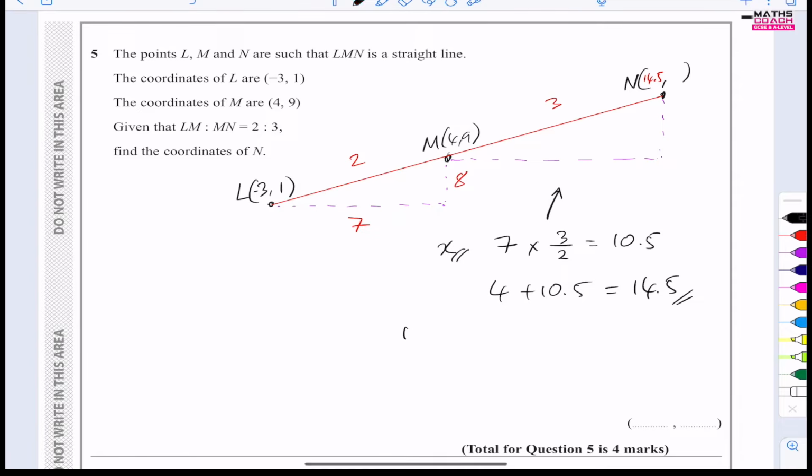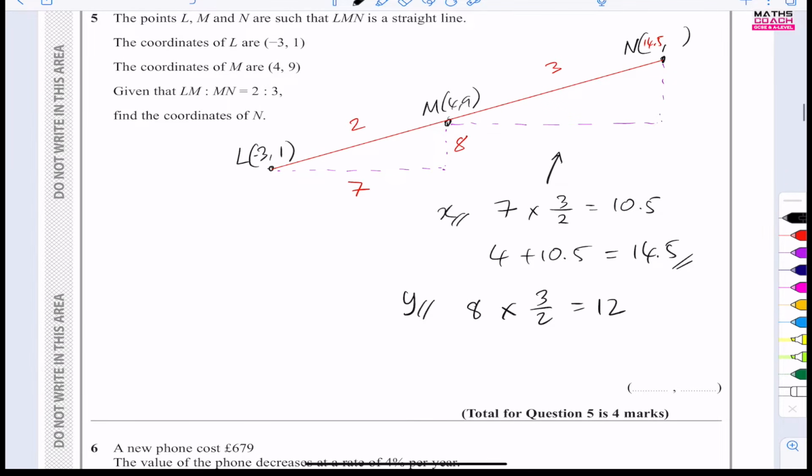Then I'll do the same thing for the y. Now for the y, I know that this is what needs to be found. I already know this is 8, so it's going to be 8 times 3 over 2. Just to remind you again, 3 parts, 2 parts. So 3 over 2, and that gives me 12. So therefore, I'm going to start off on the 9, remember, and add the 12. So that's 12, and that was 10.5. So I'm going to do 9 plus 12, and that gives me 21. So this right here is 21.